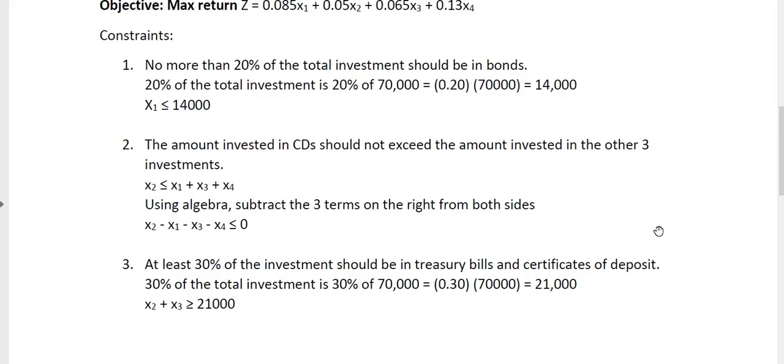Number 3, at least 30% should be in treasury bills and CDs. Well, treasury bills is X3 and CDs is X2. So X2 plus X3 is the total for CDs and T-bills. At least means greater than or equal to. 30% of the investment is 30% of the 70,000 we're investing. So multiply 0.30 times the 70,000 to get 30% of 70,000 equals 21,000.